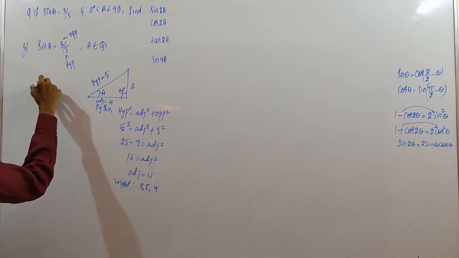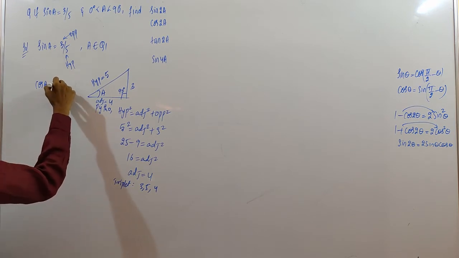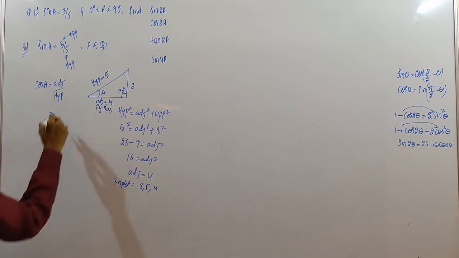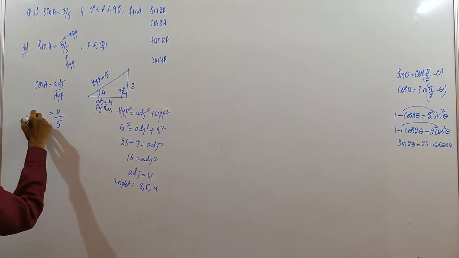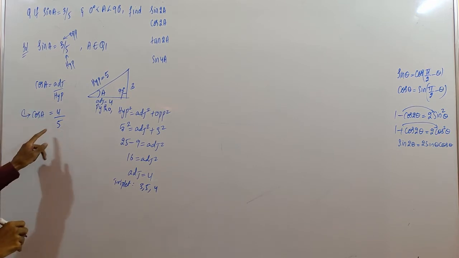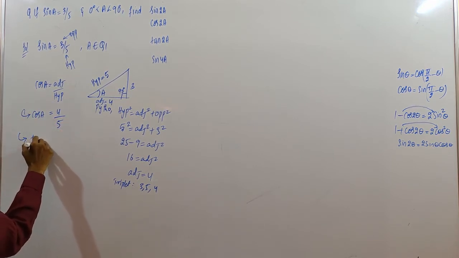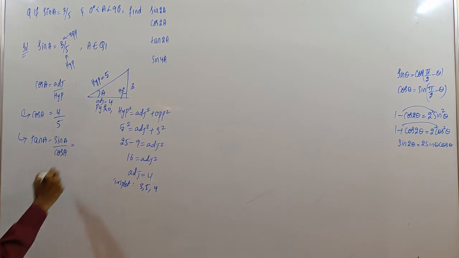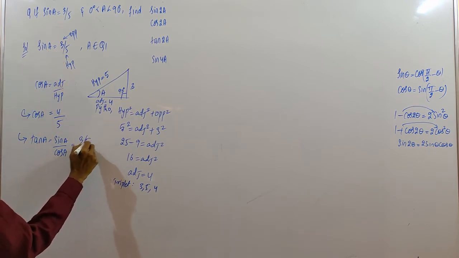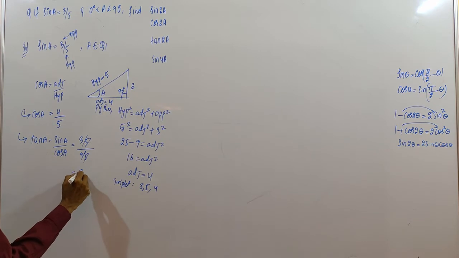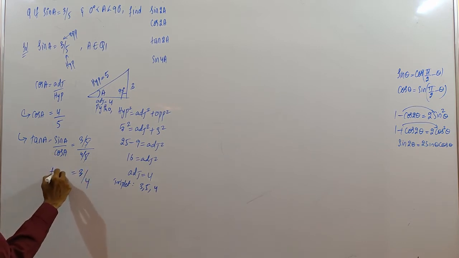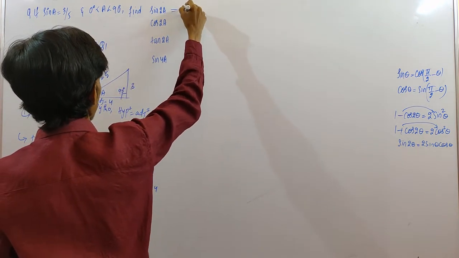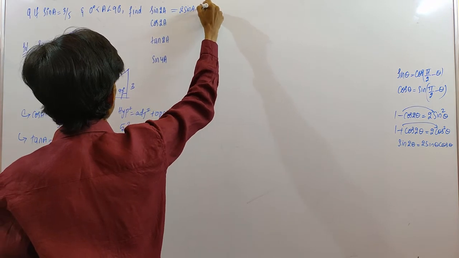So we will get cos A from here. Cos is adjacent by hypotenuse. Adjacent to A is 4, hypotenuse is 5. So cos A value is 4 by 5. Similarly, get tan A value, which is sin A by cos A. Sin value is 3 by 5, cos value is 4 by 5. So it will become 3 by 4, tan A. Here we want sin 2A. Sin 2A's formula is 2 sin A cos A.